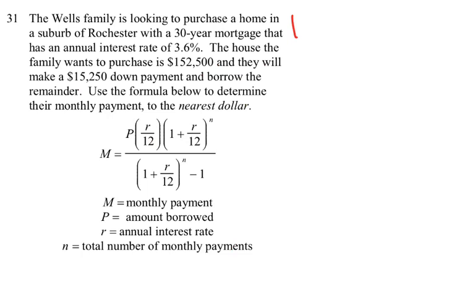A Wells family is looking to purchase a home in a suburb of Rochester. Alright, so this is the formula. What I need you to do is look at the formula and see if that makes sense to you. Make sure you understand what each letter represents. Here M represents the monthly payment, P represents the amount borrowed, and R represents the annual interest rate, and so forth.